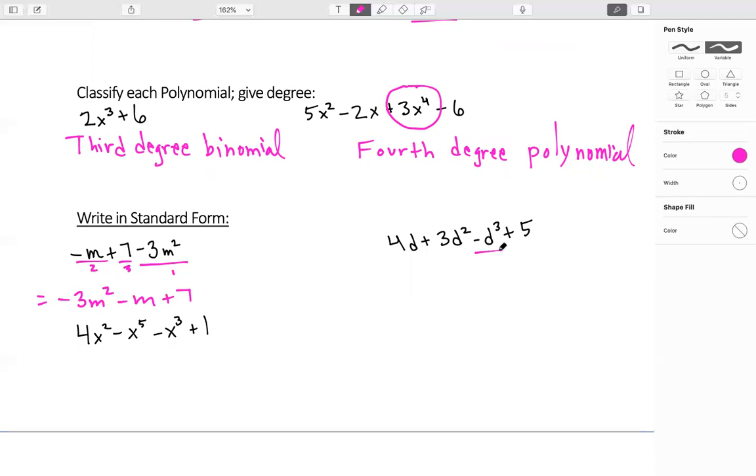Highest degree term right here would be the negative d to the third, then d to the second, then the 4d, and then the 5. The constant term, which is just the number without the variable, always comes last. So this is the same as negative d to the third plus 3d squared plus 4d plus 5. That's in standard form. And the leading coefficient then would be negative 1. Here the leading coefficient would be negative 3.